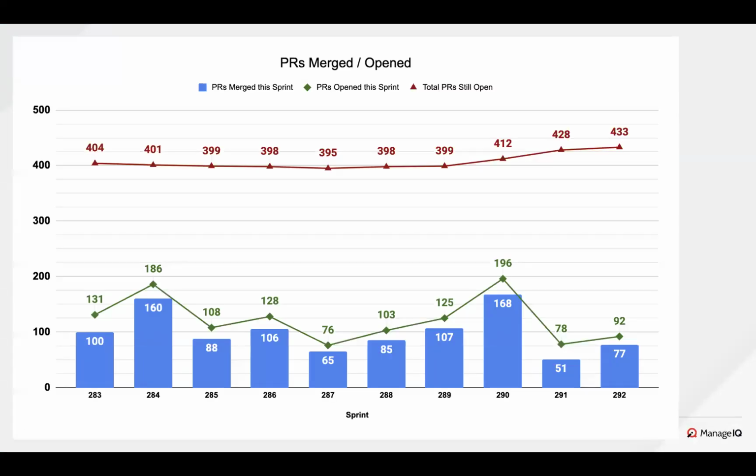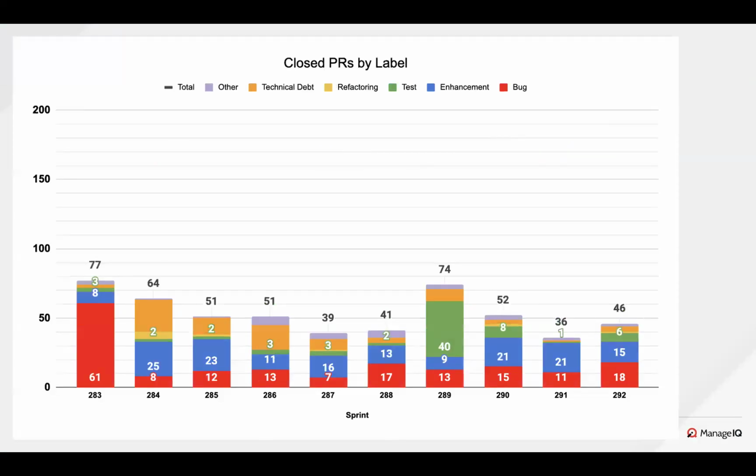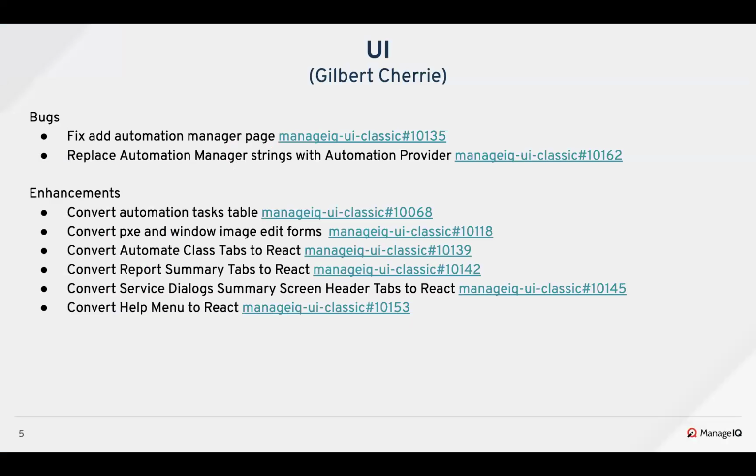We had 77 PRs merged this sprint, and a fairly even distribution for bugs and enhancements. And over to Gilbert on the UI.